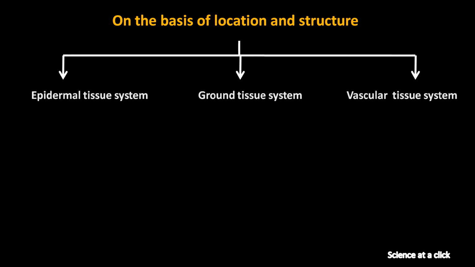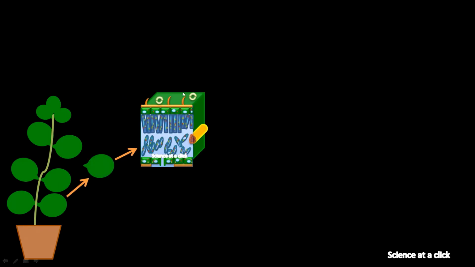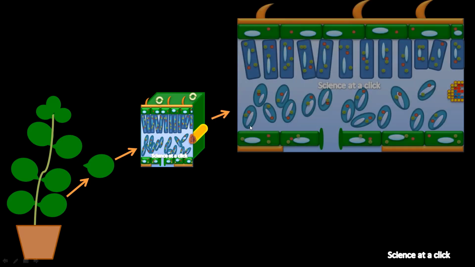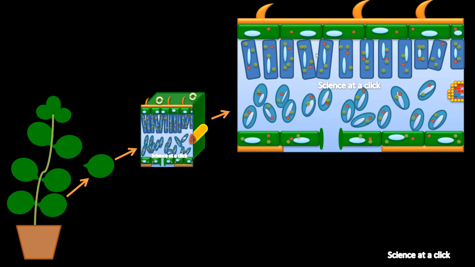On this basis, there are three types of systems: the epidermal tissue system, the ground tissue system, and the vascular tissue system. To understand this, let us take the section of a leaf from a plant. So this is the leaf. I take a section. This is the upper side of the leaf which is exposed to the sun, and this is the lower side which is exposed to the ground. This is a 2D image of the cells and the arrangement in these tissues. We'll be using the same diagram for the explanation of all the systems.